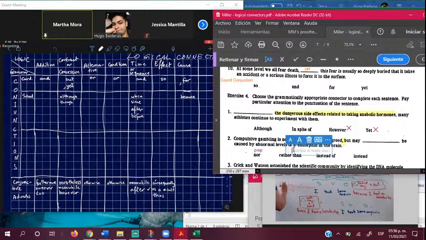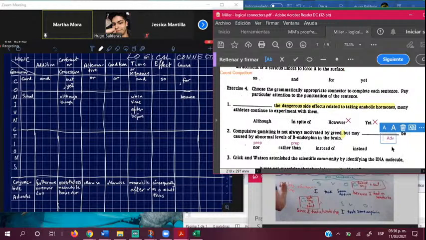In which category would you put it? Alternative? No. Contrast? Or condition? No. This is like algebra. No, it's not alternative. Alternative is or. Nor is the addition of two negative things. And "and" is the addition of two positive things.